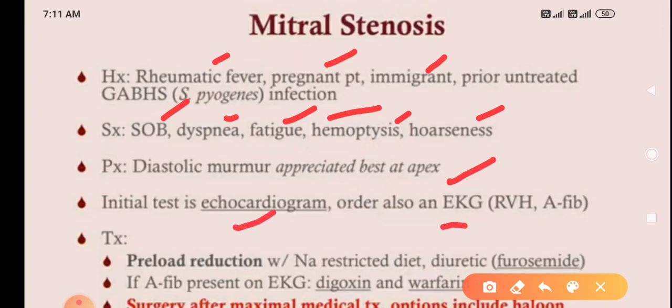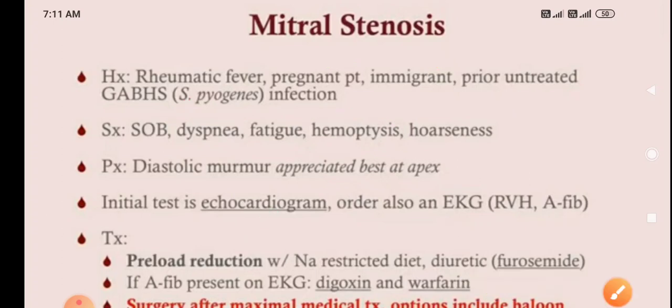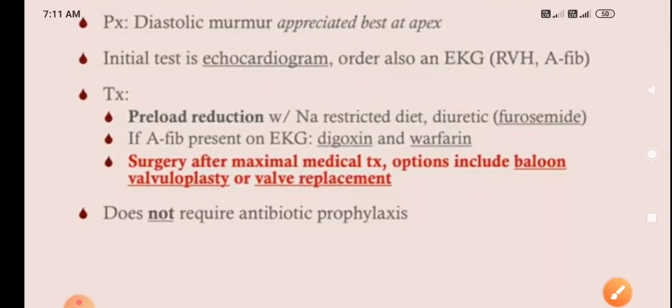Order also an EKG. In the EKG, we see right ventricular hypertrophy and atrial fibrillation. Treatment is preload reduction by low sodium diet and diuretics. Dehydration also lowers preload, but causes tachycardia sometimes, as we discussed there. So preload reduction by a sodium restricted diet or by diuretics, furosemide, which eliminates sodium also.